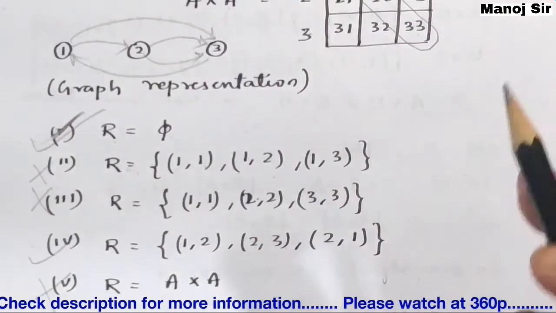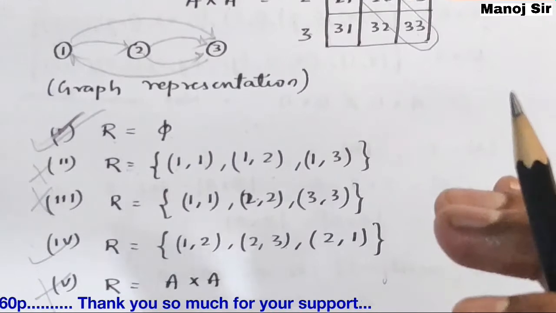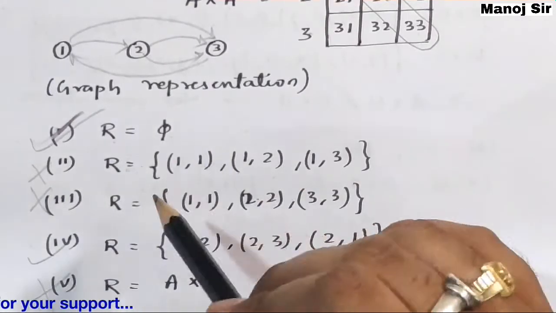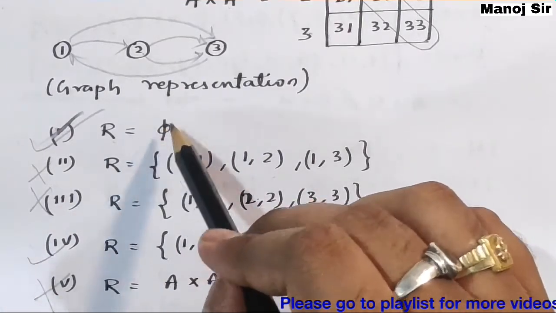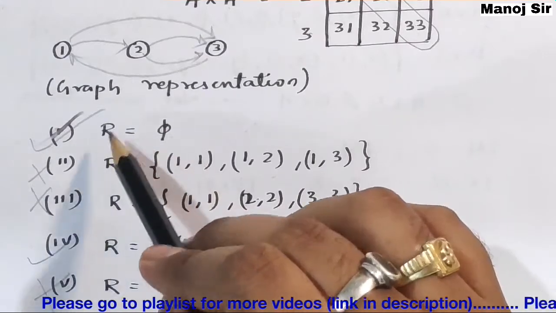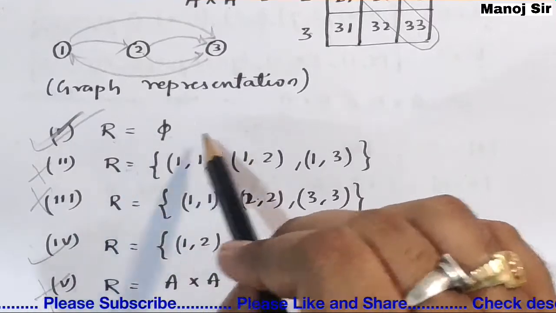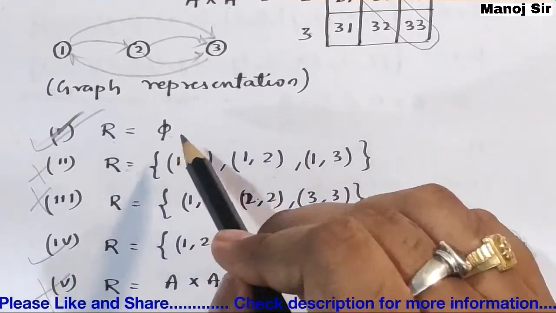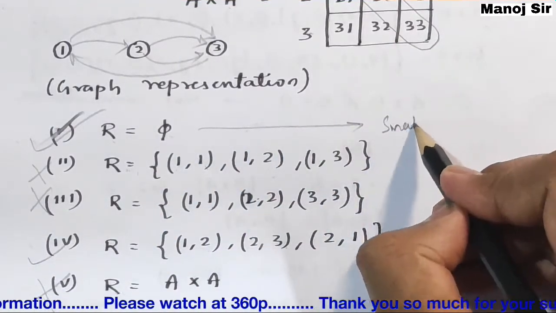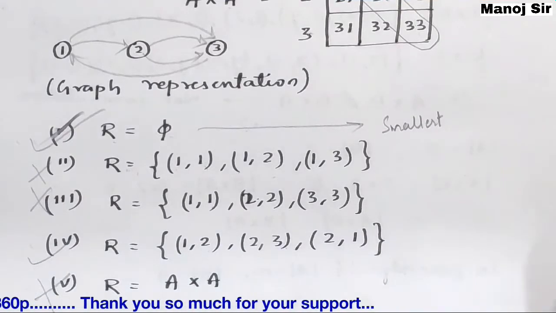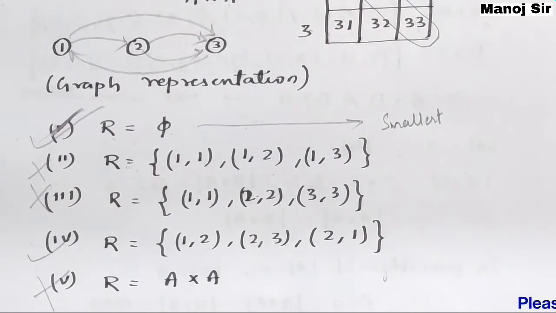Now we will discuss what is the smallest possible irreflexive relation and what is the largest possible irreflexive relation. Here we have a relation that contains only phi, the empty set. This is not an element; this is a subset of any relation R. In this relation, how many pairs are there? 0. So this is said to be the smallest possible irreflexive relation.